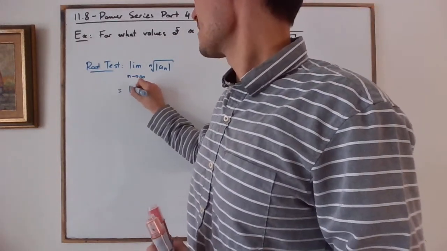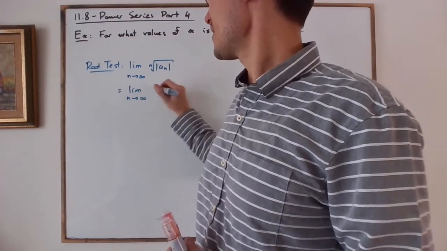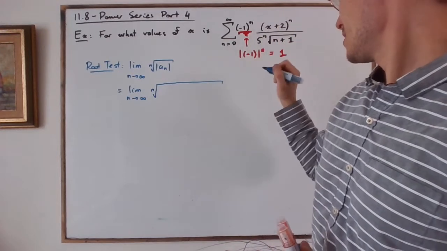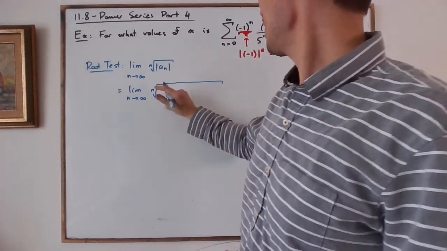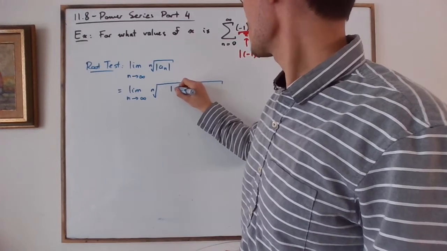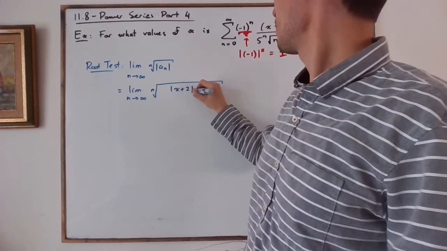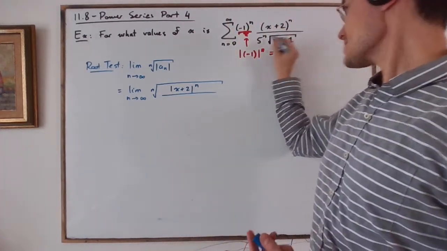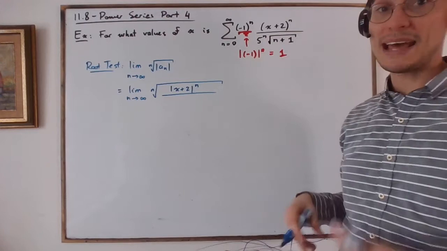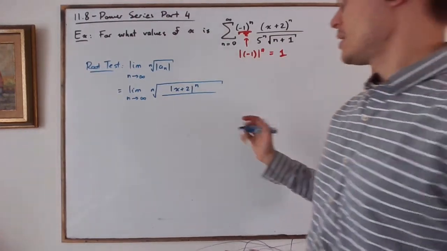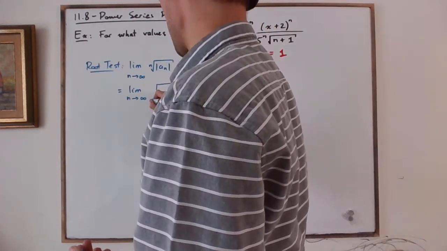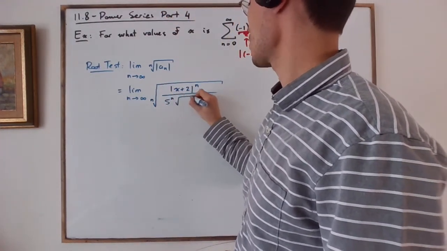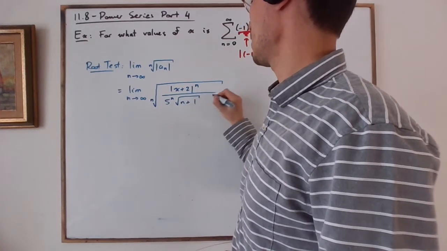So this is the limit as n approaches infinity of the nth root. Remember, I disregard this factor. So what do I have? I will have the absolute value of x plus 2 to the power of n, divided by, and these are all positive numbers, 5 to the power of n, square root of n plus 1. So let's actually make the root slightly bigger. You have 5 to the power of n, square root of n plus 1.